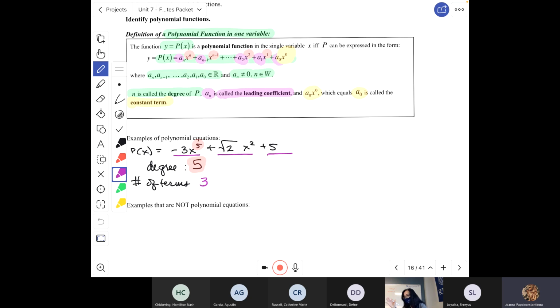Remember, addition and subtraction only affects the number of terms, not multiplication or division. So how would I classify this polynomial based on the degree and the number of terms? Do we remember? Quintic, right? But it is a 5th degree trinomial. So you should be able to classify.